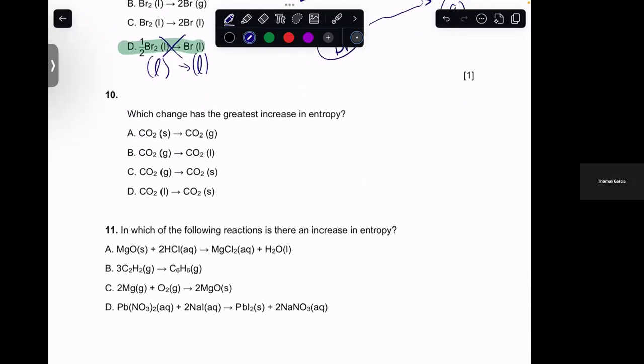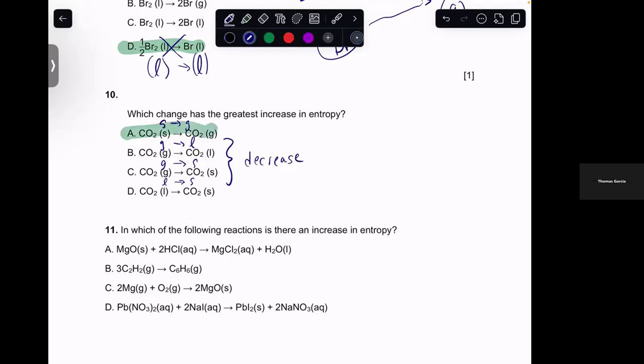Which change has the greatest increase in entropy? Okay, we have solid to gas, we have gas to liquid, we have gas to solid, and we have liquid to solid. So these three right here are all a decrease. So it's got to be A.